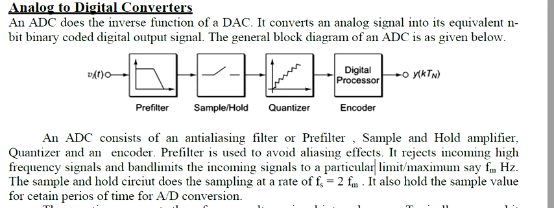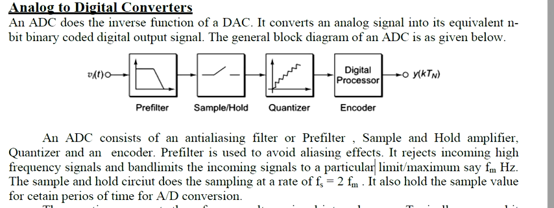What is an analog to digital converter? An analog to digital converter does the inverse function of a DAC. That is, it converts analog signals into equivalent n-bit binary digital signals. The general block diagram of an ADC is shown below.